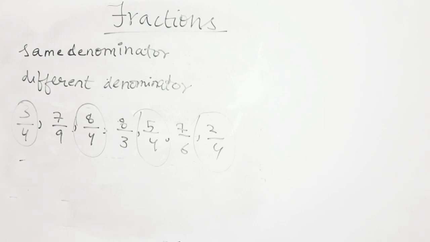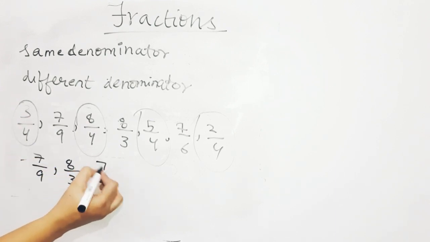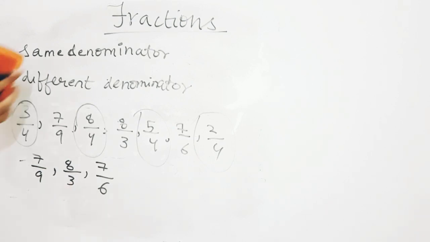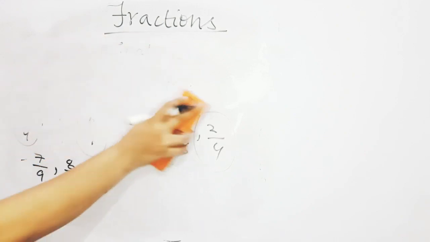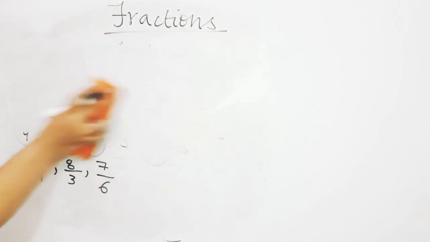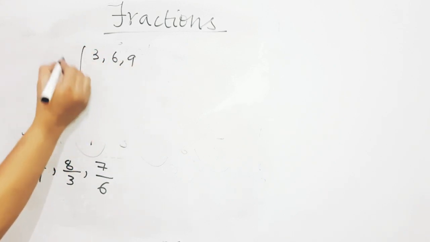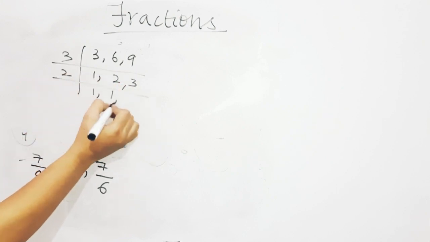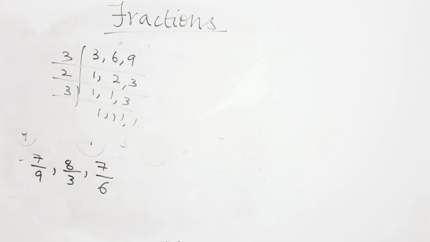Now what will we do? We will convert these unlike fractions into like fractions by making the denominator the same. How will we make the denominator the same? We will simply take the LCM of the denominators. Now take the LCM of 3, 6 and 9. 3 ones are 3, 3 twos are 6, 3 threes are 9. Now what is the LCM? The LCM of these three numbers is: 3 twos are 6, 6 threes are 18.